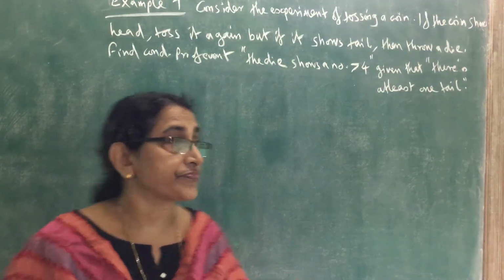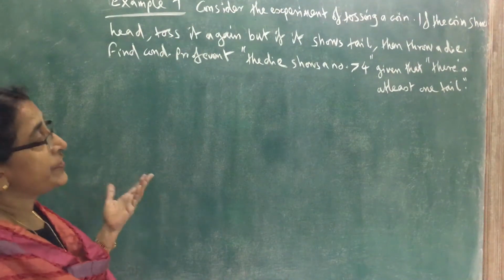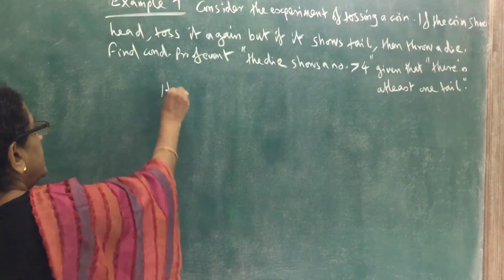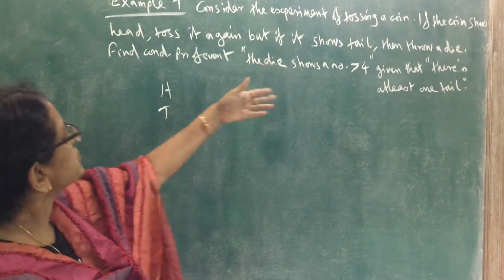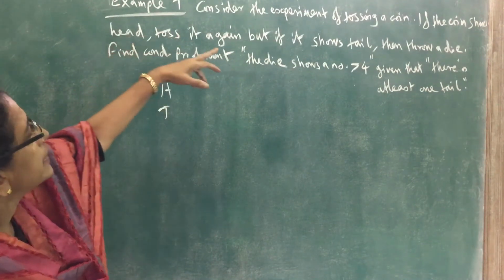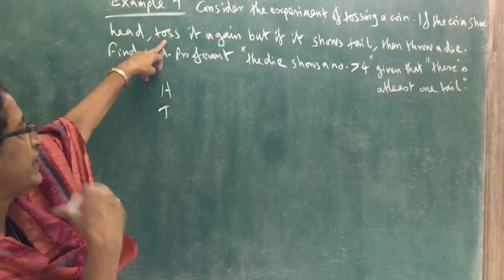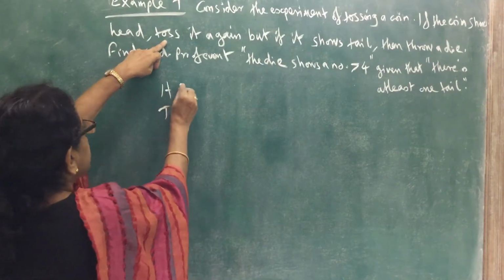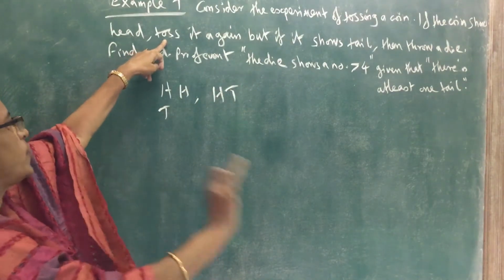Example 7. Consider the experiment of tossing a coin. When you toss a coin, a head or a tail may occur. If the coin shows head, toss it again. Suppose you are getting head, then toss it again. When you toss, you may get head or tail. So in that case, you get two outcomes.